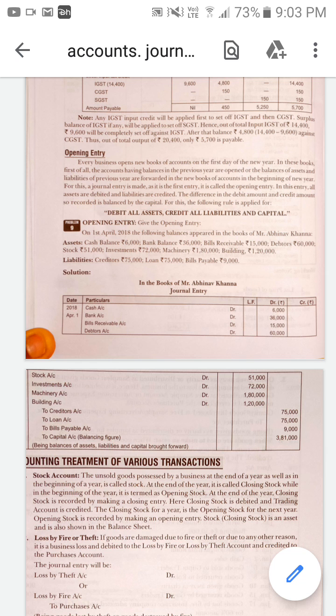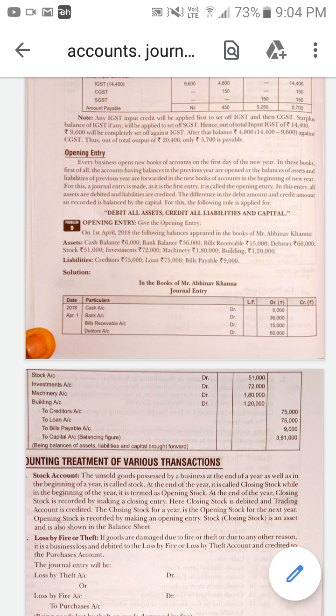We have to debit all the assets. Put the name of the concern, journal entry, put the columns: date, particulars, LF, debit amount, credit amount, and put the date, April 1, 2018. Debit all the assets: cash account, bank account, bills receivable, debtors, stock, investment, machinery, building, and write the amount in the debit column. And we have to credit the liabilities: to creditors, to loan, to bills payable. So there are three amounts.